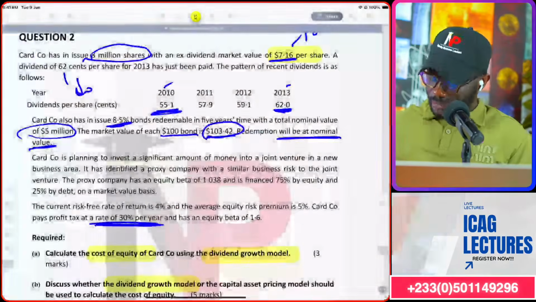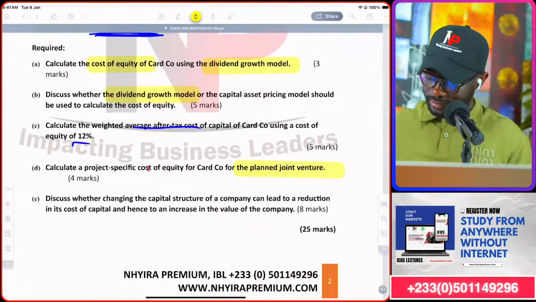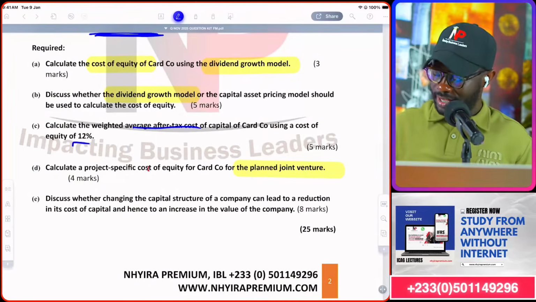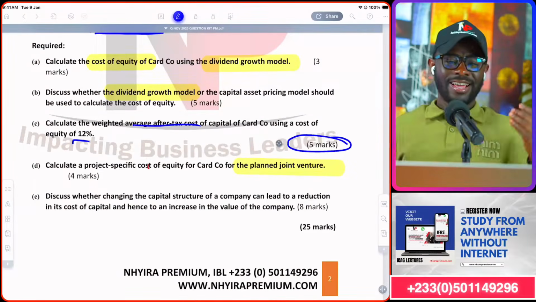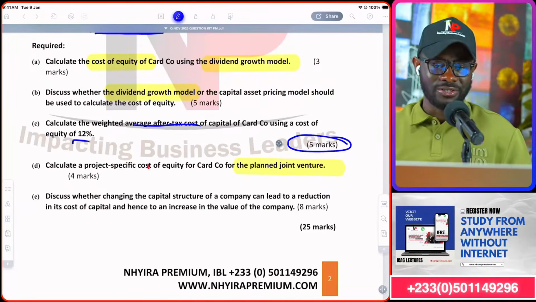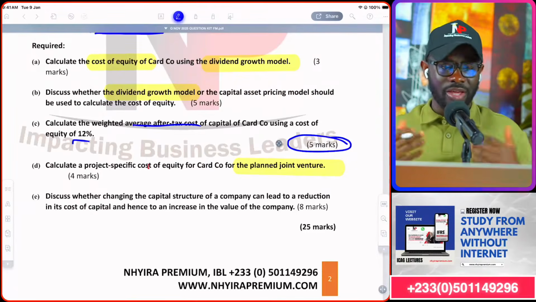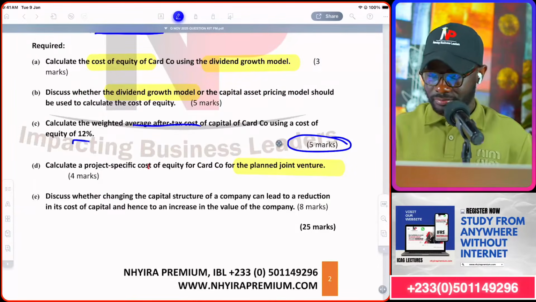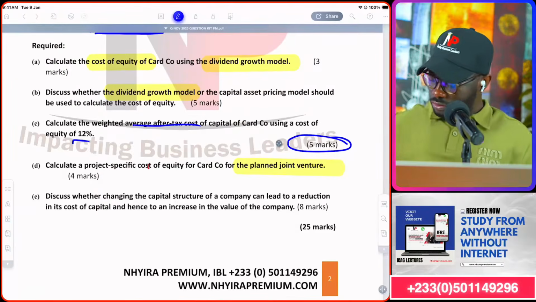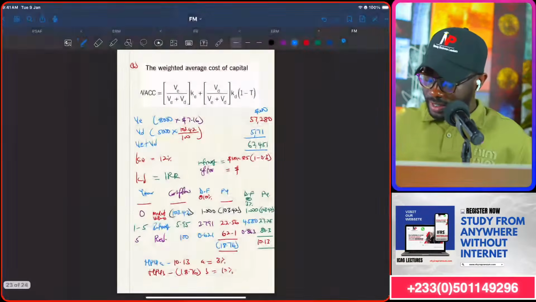And for that workflow, what was the marks there? 5 marks. Is it worth it? We don't know. We are doing what we have to do, applying the principles in the manner that we have to apply the principle. So that is the C of the question.